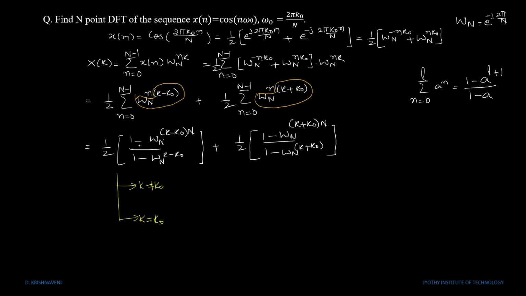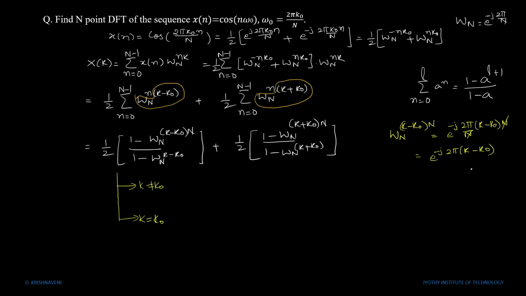So in this case, when we look into the result what we have got, in the numerator we have got WN to the power of k minus k naught into N. So when we expand this Twiddle factor, we'll get e to the power of minus j 2 pi by N into k minus k naught into N. N cancels, so we will get e to the power of minus j 2 pi k minus k naught, which is cos 2 pi k minus k naught minus j sin 2 pi k minus k naught.